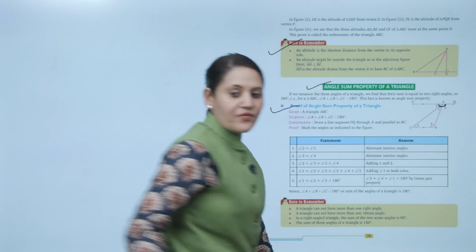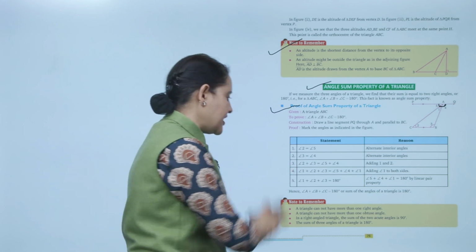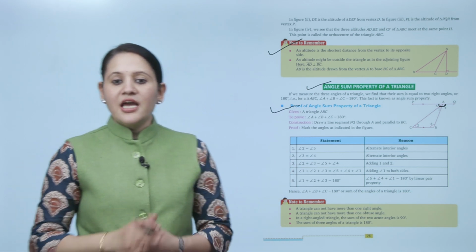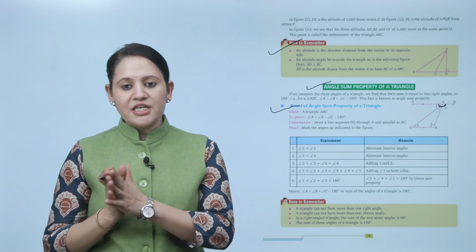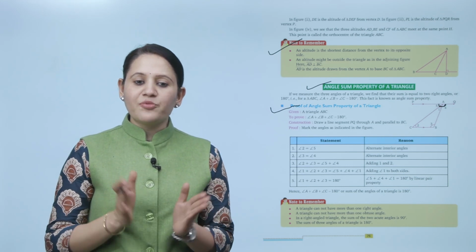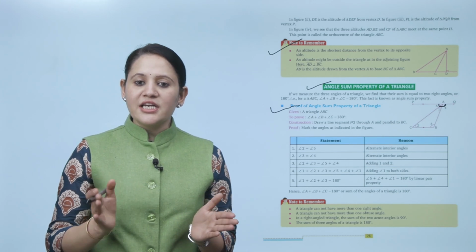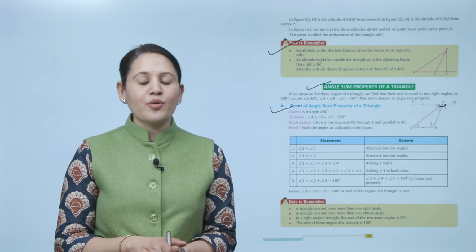How much will this be? Total 180 degree. So angle 1 plus 2 plus 3 will be 180 degree. Clear? Angle 5 and 4 plus 1 is 180 degree because they are a linear pair. So hence we have proved that the sum of the angles of a triangle equals 180 degree. That is the angle sum property of triangle.